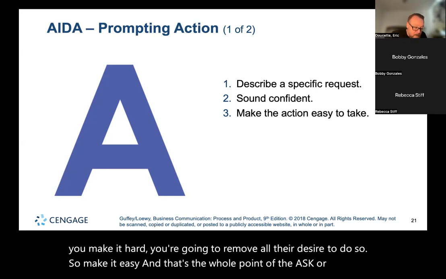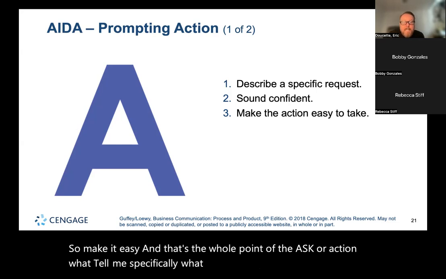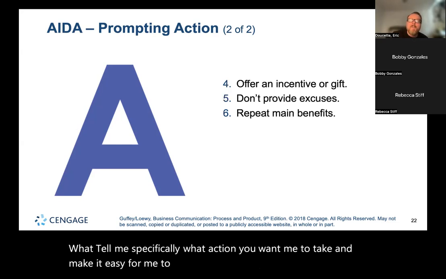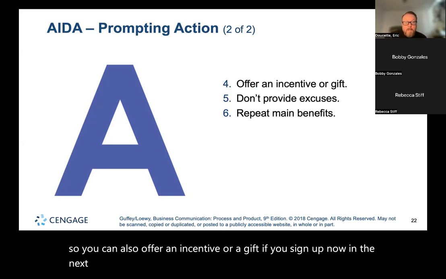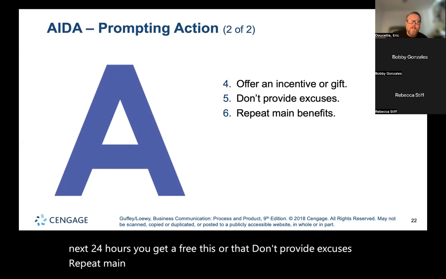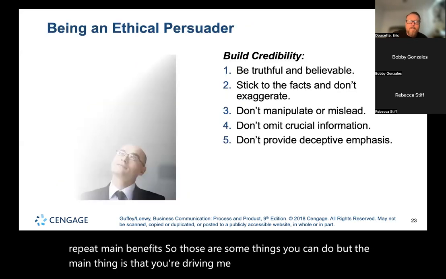What action? Tell me specifically what action you want me to take and make it easy for me to take it. And you've won them. You can also offer an incentive or a gift if you sign up now. In the next 24 hours, you get a free this or that. Don't provide excuses, repeat main benefits. Those are some things you can do, but the main thing is that you're driving me to action of some sort.